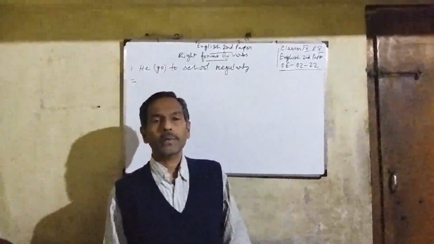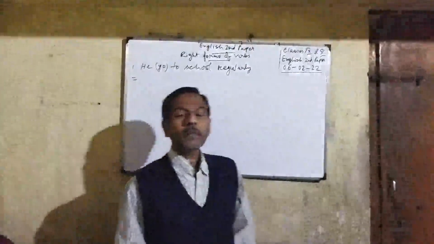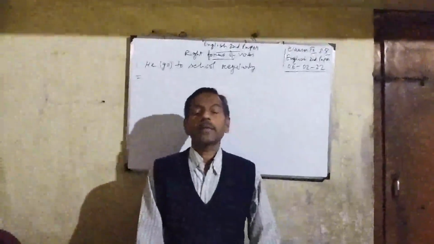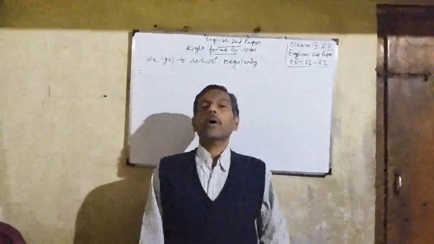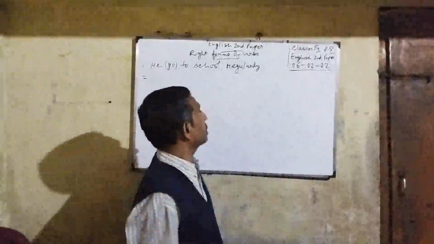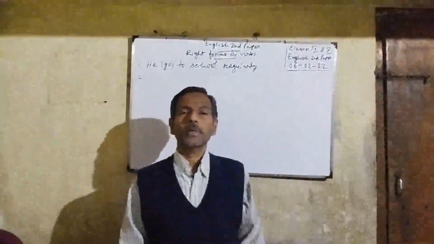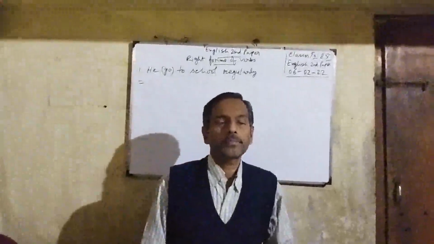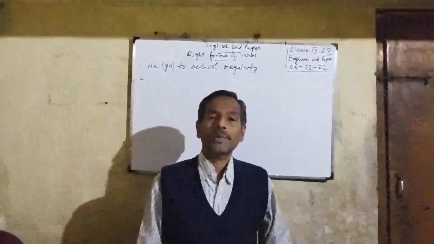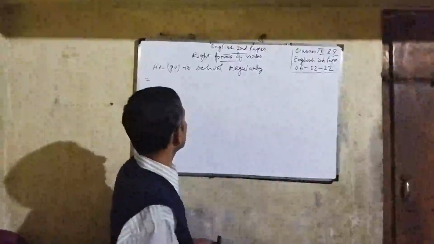Today we are going to discuss right forms of verbs. The activities of right forms of verbs are done according to tense, voice, number, person, gender, etc. Today we are going to discuss according to tense.